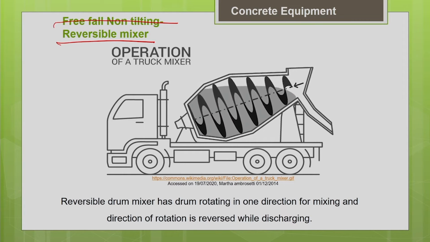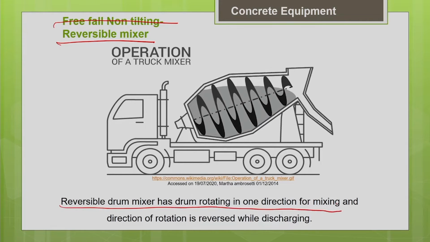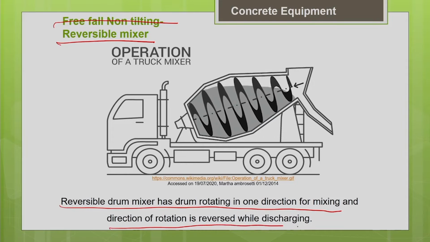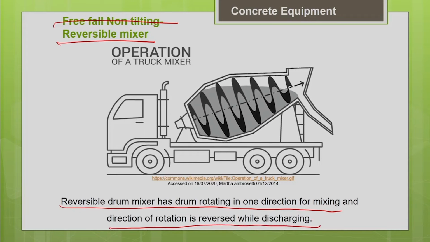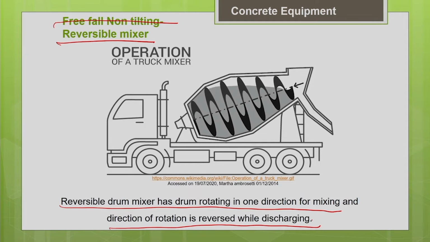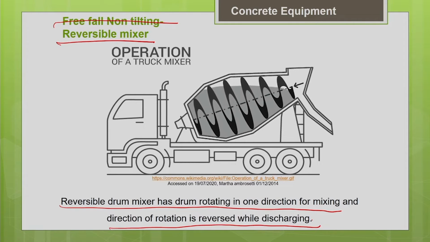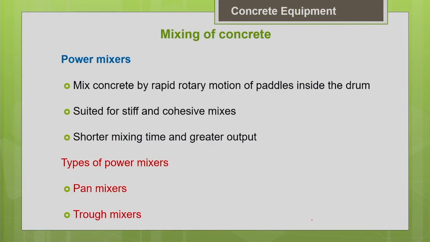So these are reversible drum mixers, as the drum rotates in one direction for mixing, and the direction of rotation is reversed while discharging. You can see the picture. When the rotation is reversed, the concrete gets discharged out. It's mainly because of the spiral blade arrangement inside the drum. So far we discussed the free fall mixers. They are of different categories, as we discussed: tilting type, non-tilting, reversible type. So different configurations are there.